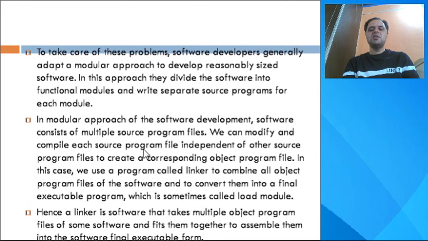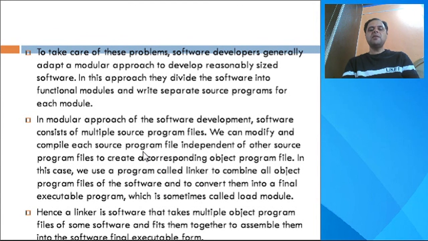In the modular approach of software development, software consists of multiple source program files. We can modify and compile each source program file independent of other source program files to create a corresponding object program file. In this case, we use a program called a linker to combine all the object program files of the software and convert them into the final executable program, which is sometimes called a load module.